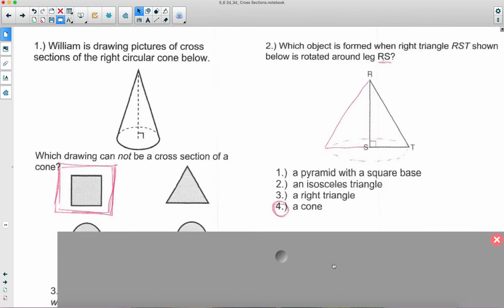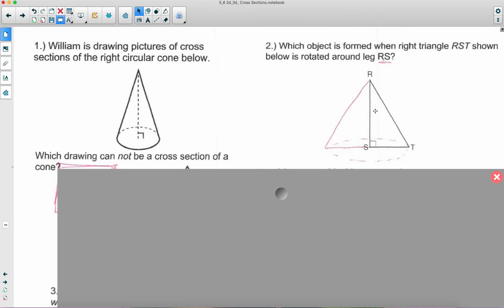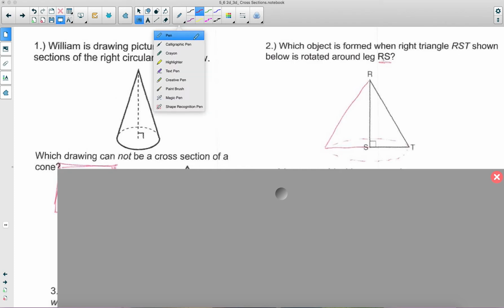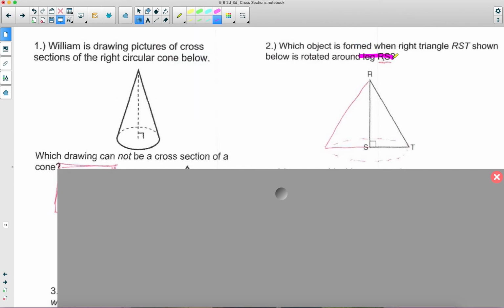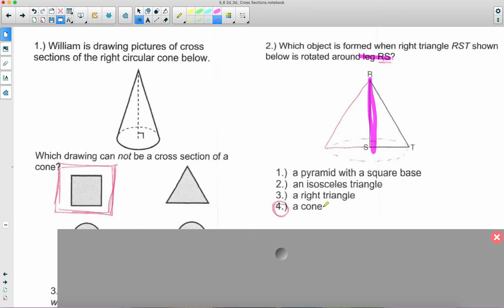Number 2, it says, which object is being formed when this right triangle is rotated around leg RS? That's the important part. They like to throw these kinds of questions in here, and it matters what you're going to rotate around. If I'm rotating around this leg here, that means T goes around and around and around. R stays, S stays. I have a circular bottom, comes to a point. That's going to be a cone. Be careful. So many times the distractor is that we think pyramid because it's at a point, but it's actually a cone because of that circular bottom.